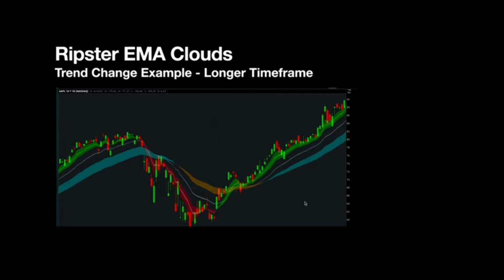So that's it. That's Ripster's EMA Clouds. They're really simple, really powerful, super useful, and it is a great basis for a trend-based trading system. I use them every day as part of my trading system, and I definitely think you should check them out.